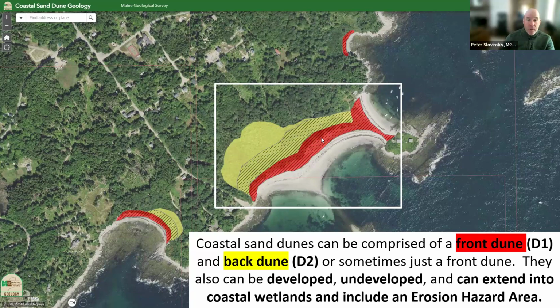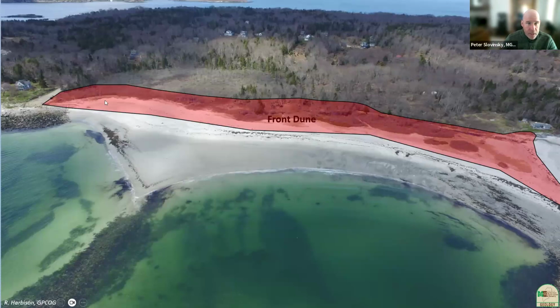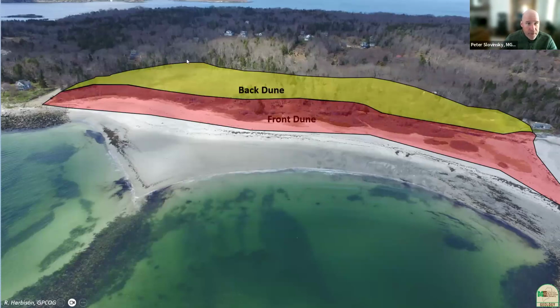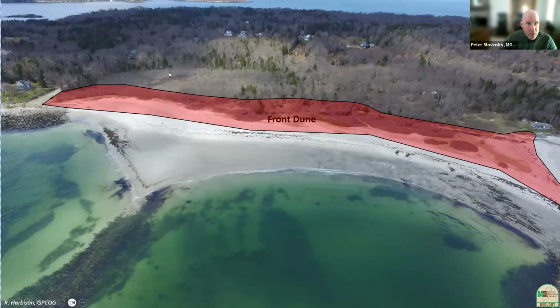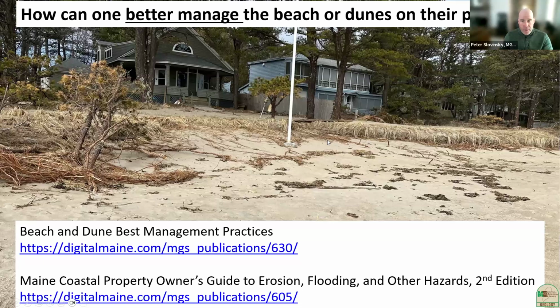Well, we just shot these last week, doing some work out in Casco Bay with some drones. And this is a shot of that same beach system from an oblique angle. And you can see the frontal dune area, and this isn't perfect, I just cartooned this. The back dune area that extends into a coastal wetland, there's a coastal wetland over here, and then the erosion hazard area, okay?